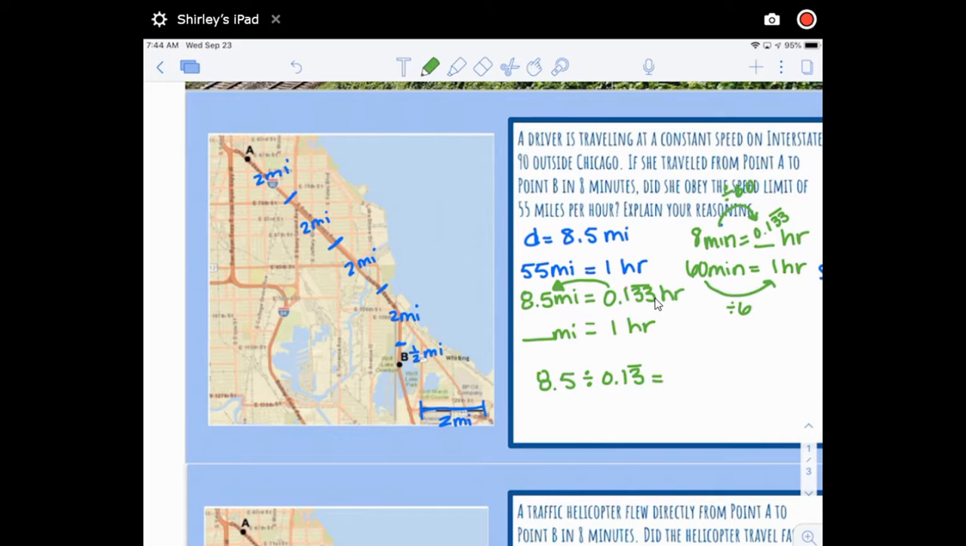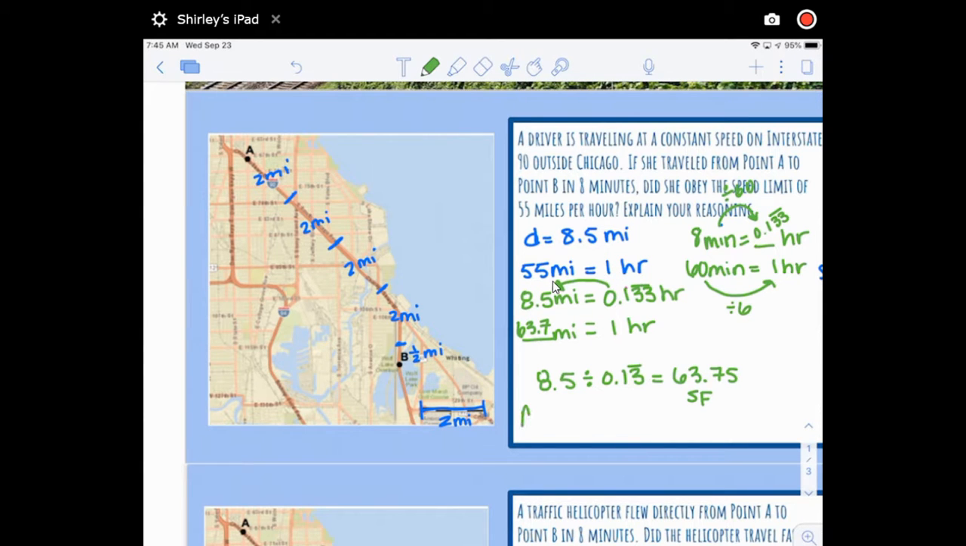So if we go ahead and type this into our calculator, it's going to tell us our scale factor. Okay, and we get 63.75. So that's my scale factor. That tells me that I can take any hour and multiply it by 63.75, and it's going to give me my miles. So if I do 1 times 63.75, that's going to give me 63.7. I'm just going to round it off. If my driver is going 63, let's round to 64. If she's going 64 miles per hour, is she following that speed limit?